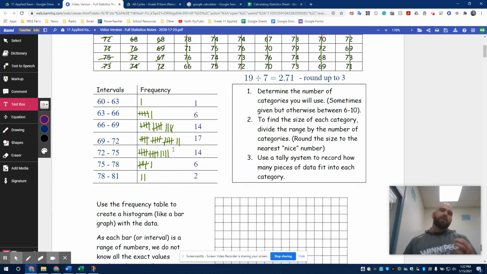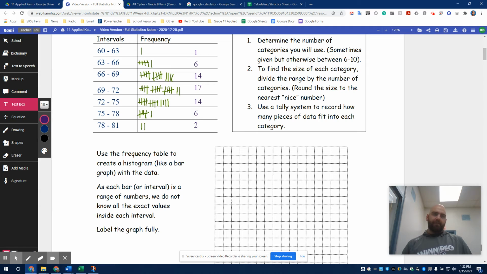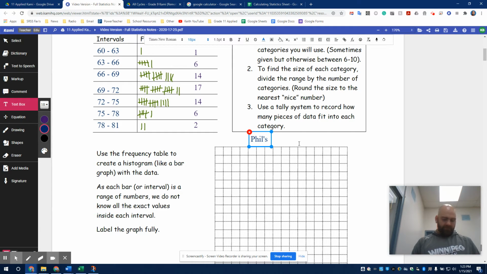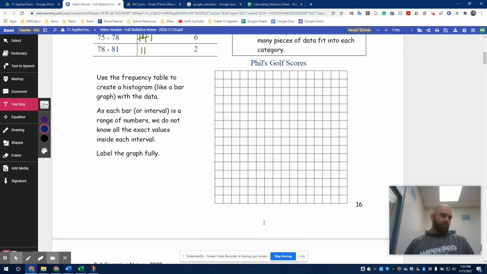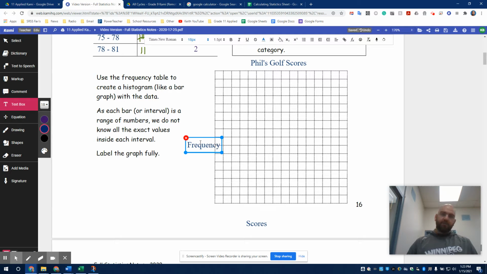Now, we're going to use this frequency table to create a chart, which we call a histogram. It's really a graphic. So we have Phil's golf scores right there. On the bottom, we're going to have his scores. We're going to label that. On this side here, we're going to do the frequency that it happens.